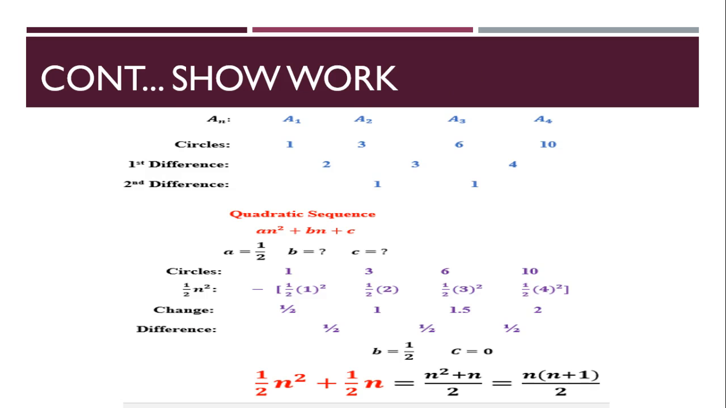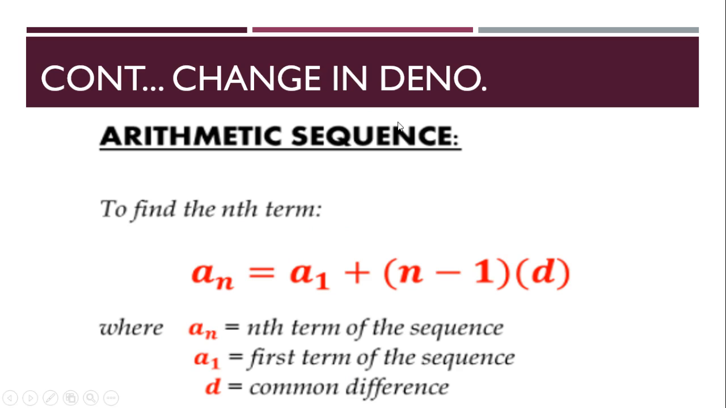Oh, my bad. And I will show you the change in the denominator. So in the denominator, we use an arithmetic sequence. To do an arithmetic sequence, we find the nth term, right? So a of n equals a1 plus n minus 1 times d, where a1 is the first term of the sequence, and d is the common difference, right?